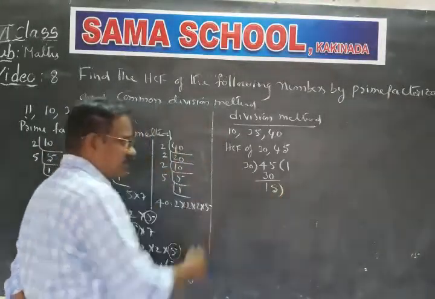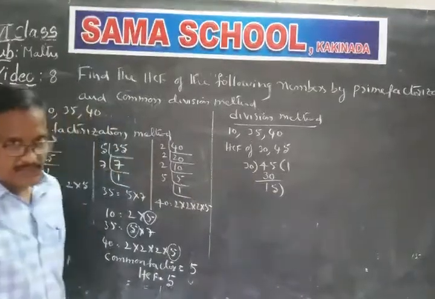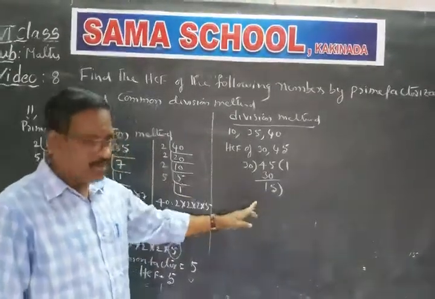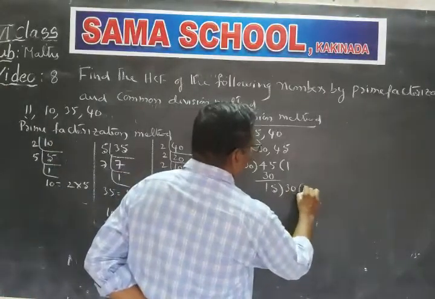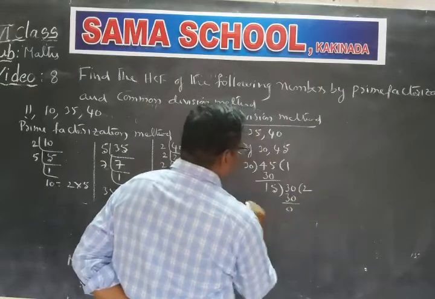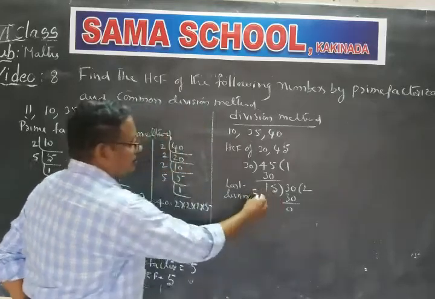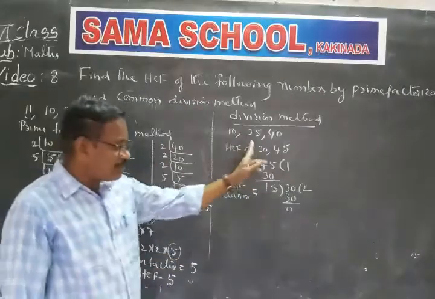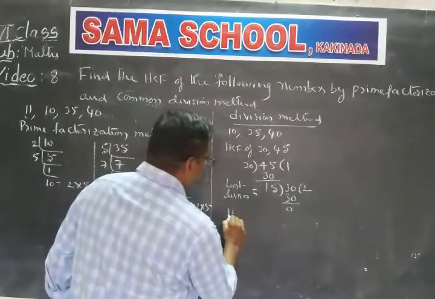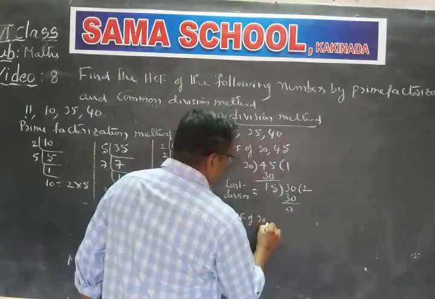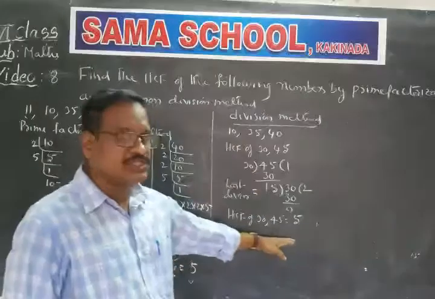The remainder becomes the next divisor. What is the first divisor? 10. What is the remainder? 5. The remainder 5 becomes the divisor. Now 5 2s are 10, remainder 0. What is the last divisor? The last divisor is 5. We continue until the remainder is 0. So the last divisor is the HCF of 10 and 35, which is equal to 5.